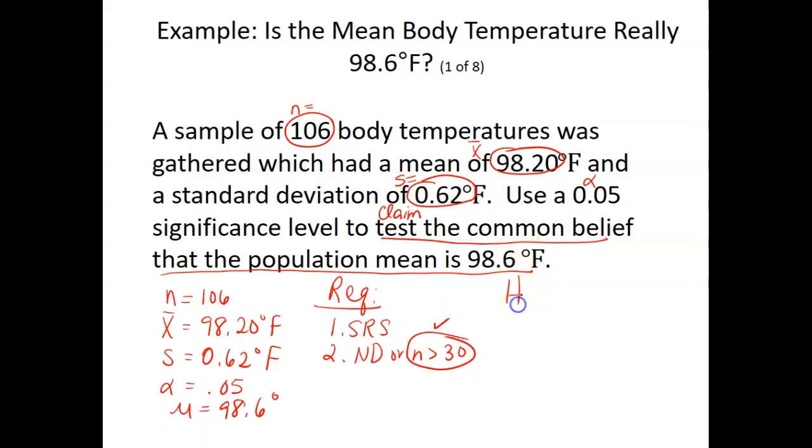If I go and set up my null and my alternative hypothesis, the claim is about the mean, so I'm going to use mu. The null always is the equals, and then the value that's in the claim is the 98.6. Okay, and there's no indication of a direction in the claim, so we're going to go with does not equal.